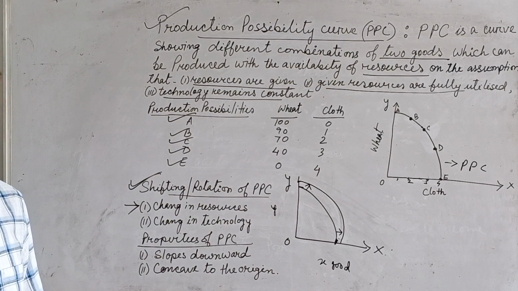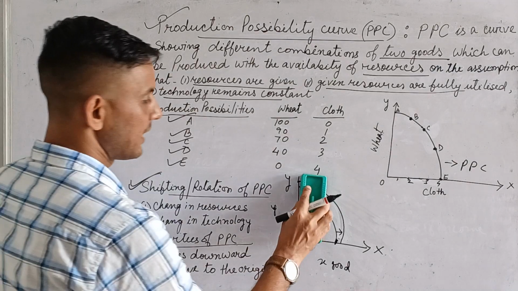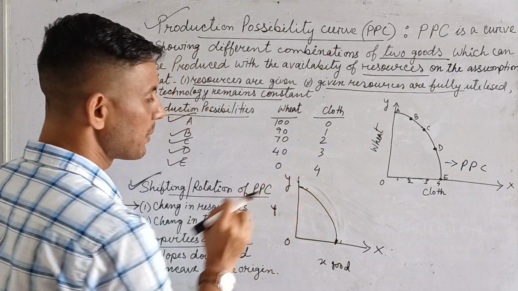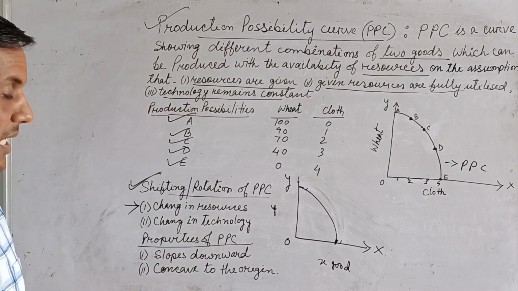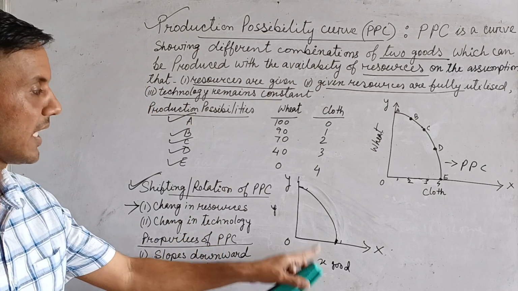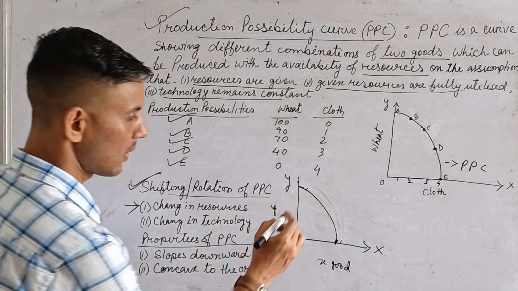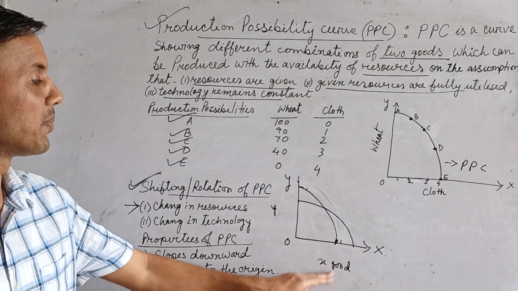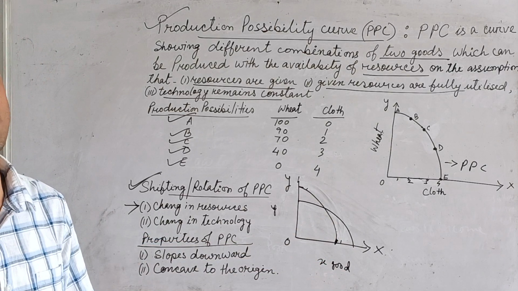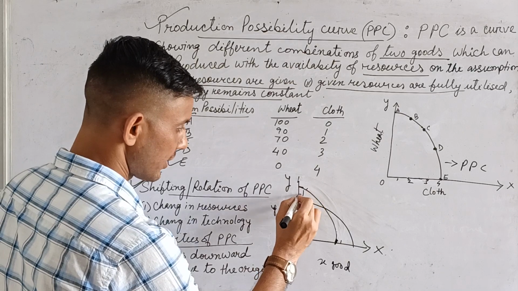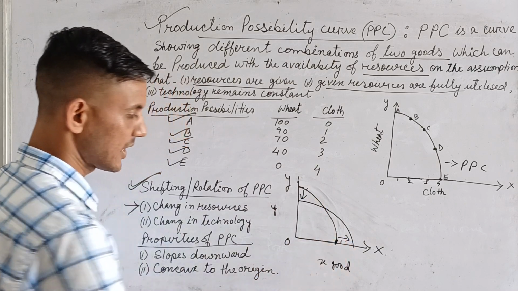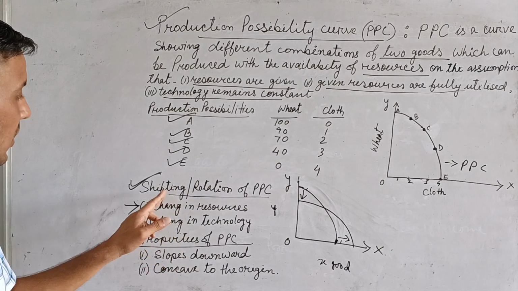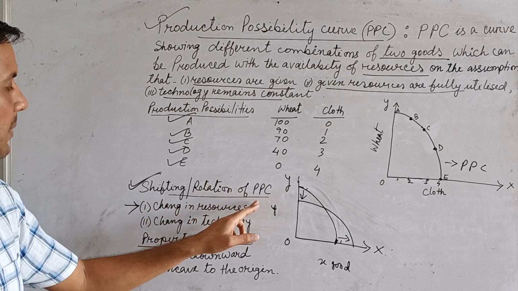Is it clear? So again, suppose this one is the original PPC curve. If you use efficient technology for good X and reduce it for Y, then what will happen? Y production will decrease and X production will increase. It means two PPC curves intersect. Here, Y production decreases, X production increases. Very simple.